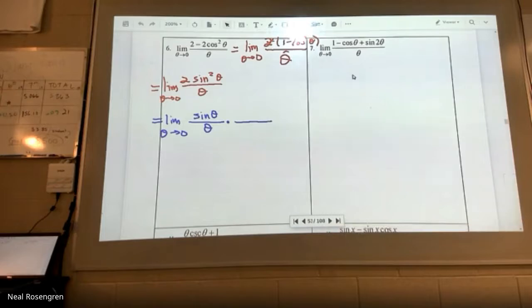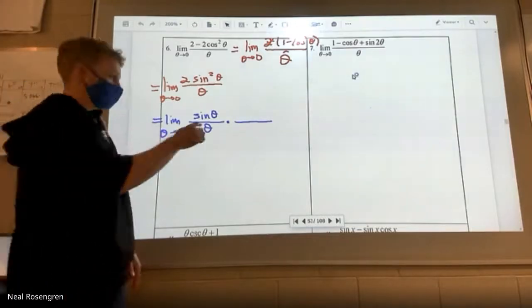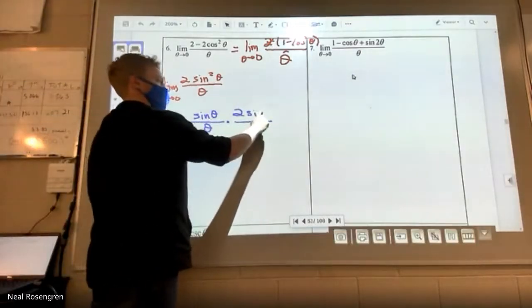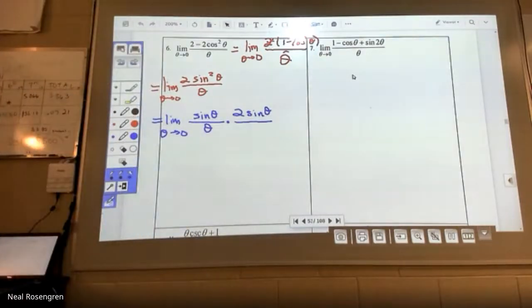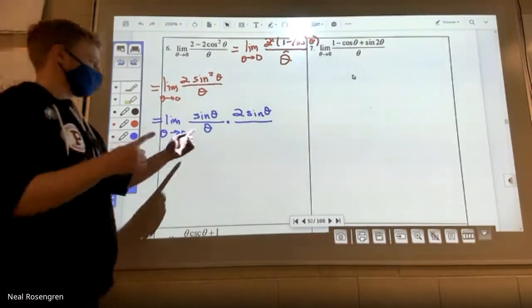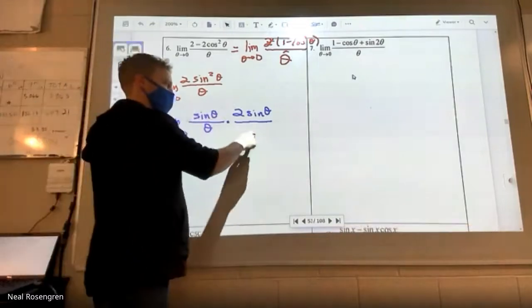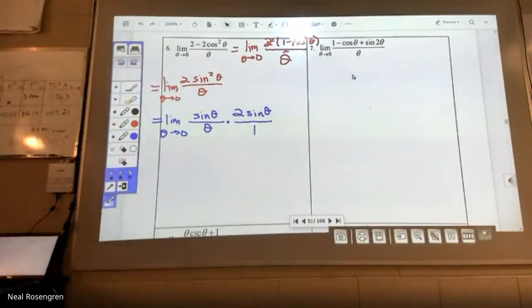Okay, well, what's left up top when I pull out sine of theta? 2, and then another sine, right? The 2 from the leading coefficient, and then another sine because it was sine squared. Okay, what's left on bottom? Just 1, right? Because it was just theta. And I factored it out, so all I have left behind is a coefficient that was attached to it.